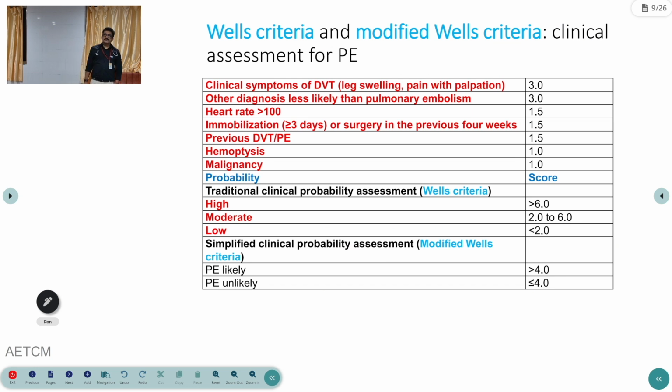Now, there is a scoring system called the Wells score or modified Wells score. Whatever we are told, that is put in this scoring system, and depending on these parameters, you can see what final score is given. If the score is more than 6, there is a high possibility, 2 to 6 moderate possibility, less than 2 it is a low possibility. Simplified or modified Wells criteria, if it is more than 4, pulmonary embolism likely, less than 4, pulmonary embolism unlikely, that is also there.